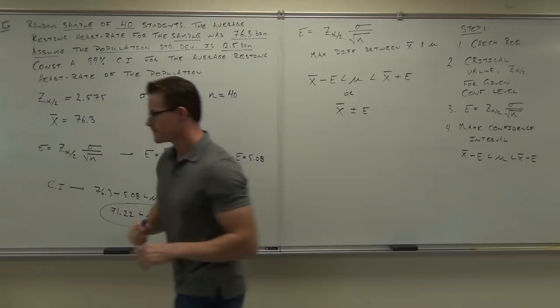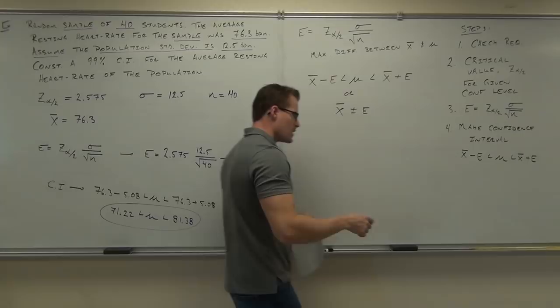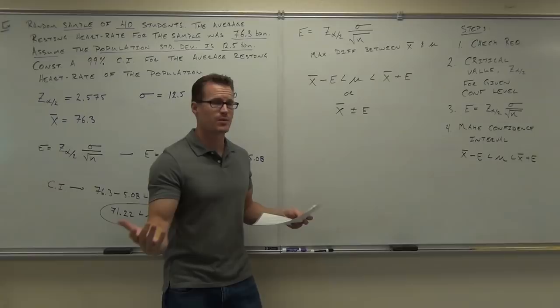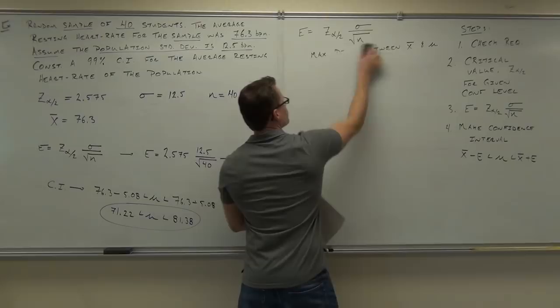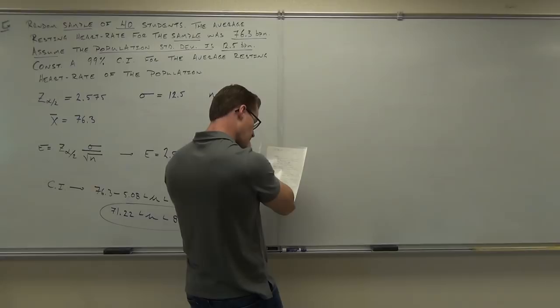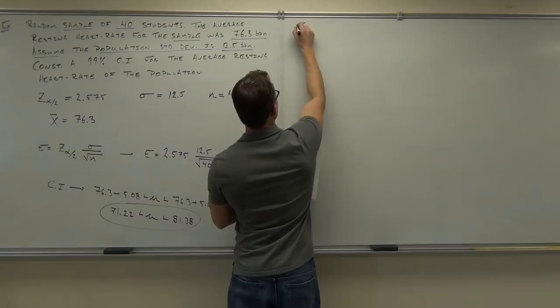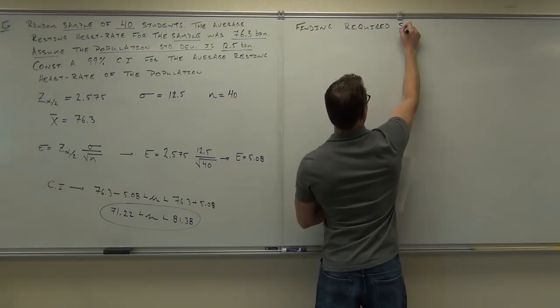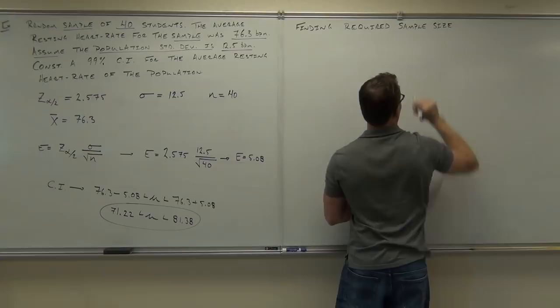Now, last thing we got to talk about, remember from last time we could actually find the required sample size to get a certain margin of error. You remember that? It was kind of cool. It was like, well, I only want a 4% margin of error. I can figure out what the sample size needs to be. We can do the same thing with this. We'll do a little bit of algebra, we'll do one example, and that will wrap up our section here. So finding required sample size for a given margin of error.